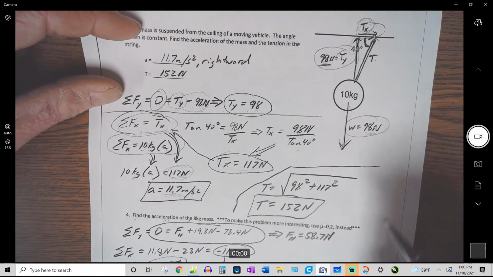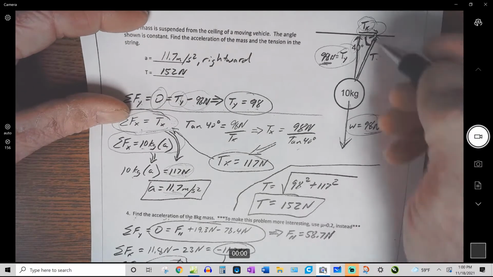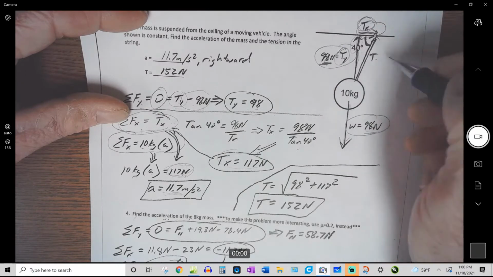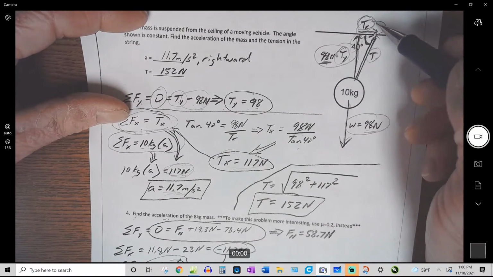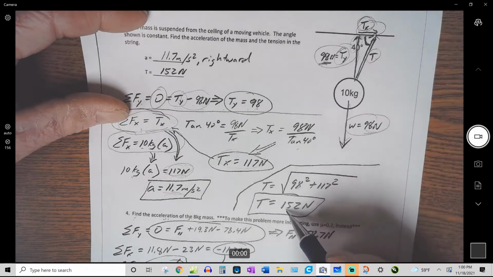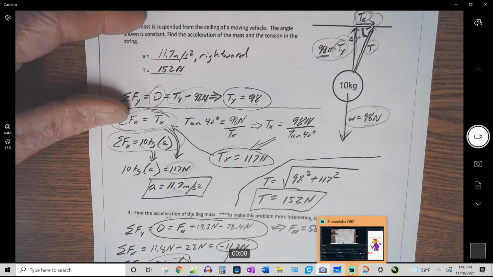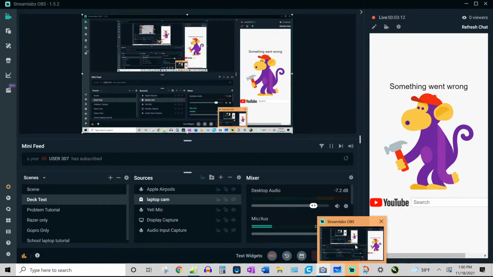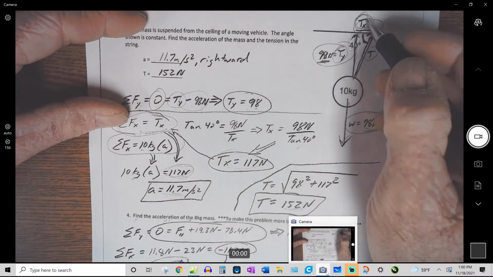And finally, you could use trig to do this, but I use the Pythagorean theorem. Once I have Tx and Ty, I can get T. It's the square root of Ty squared plus Tx squared. It's 152. Oh, a little bit about the direction. You can see Tx is to the right.